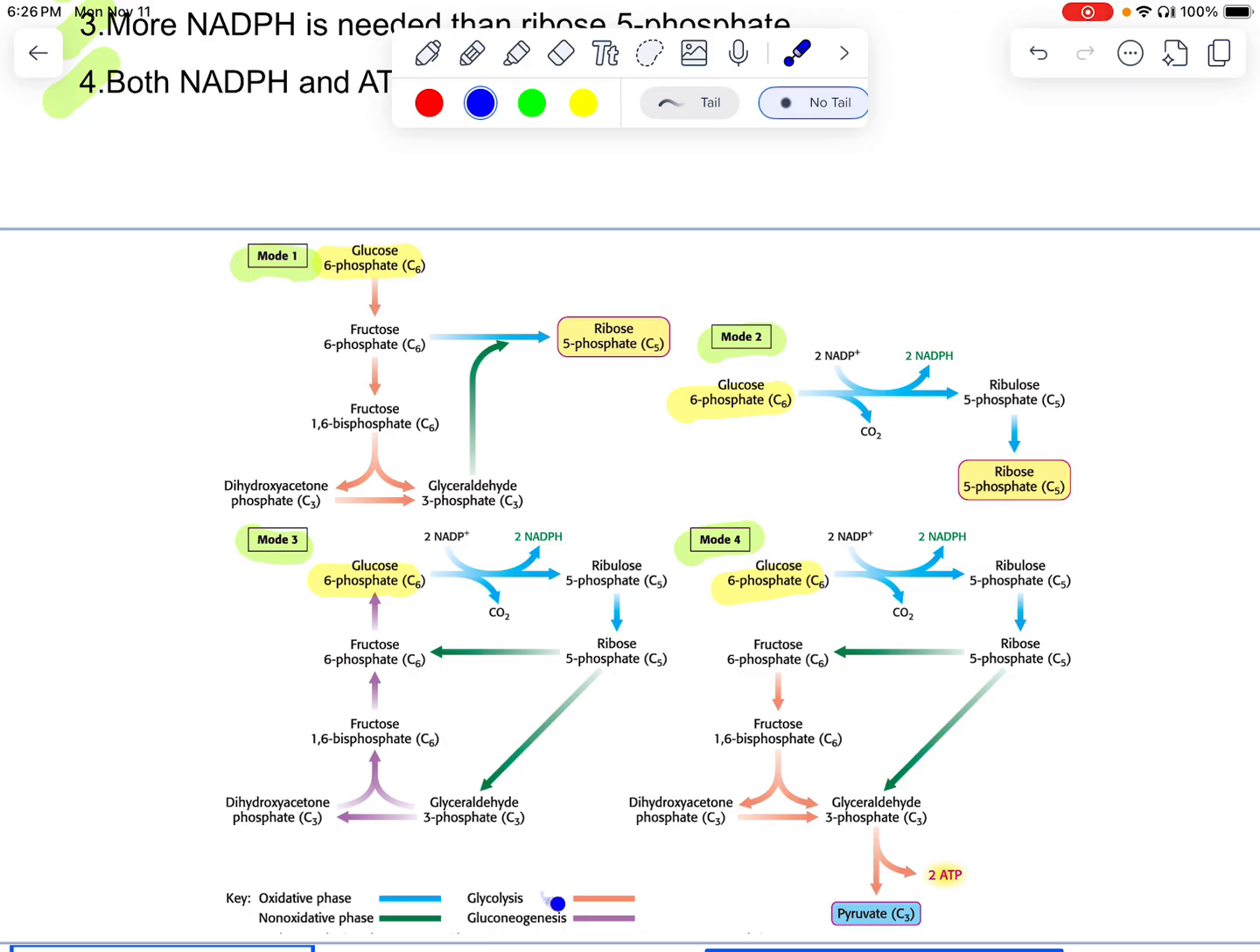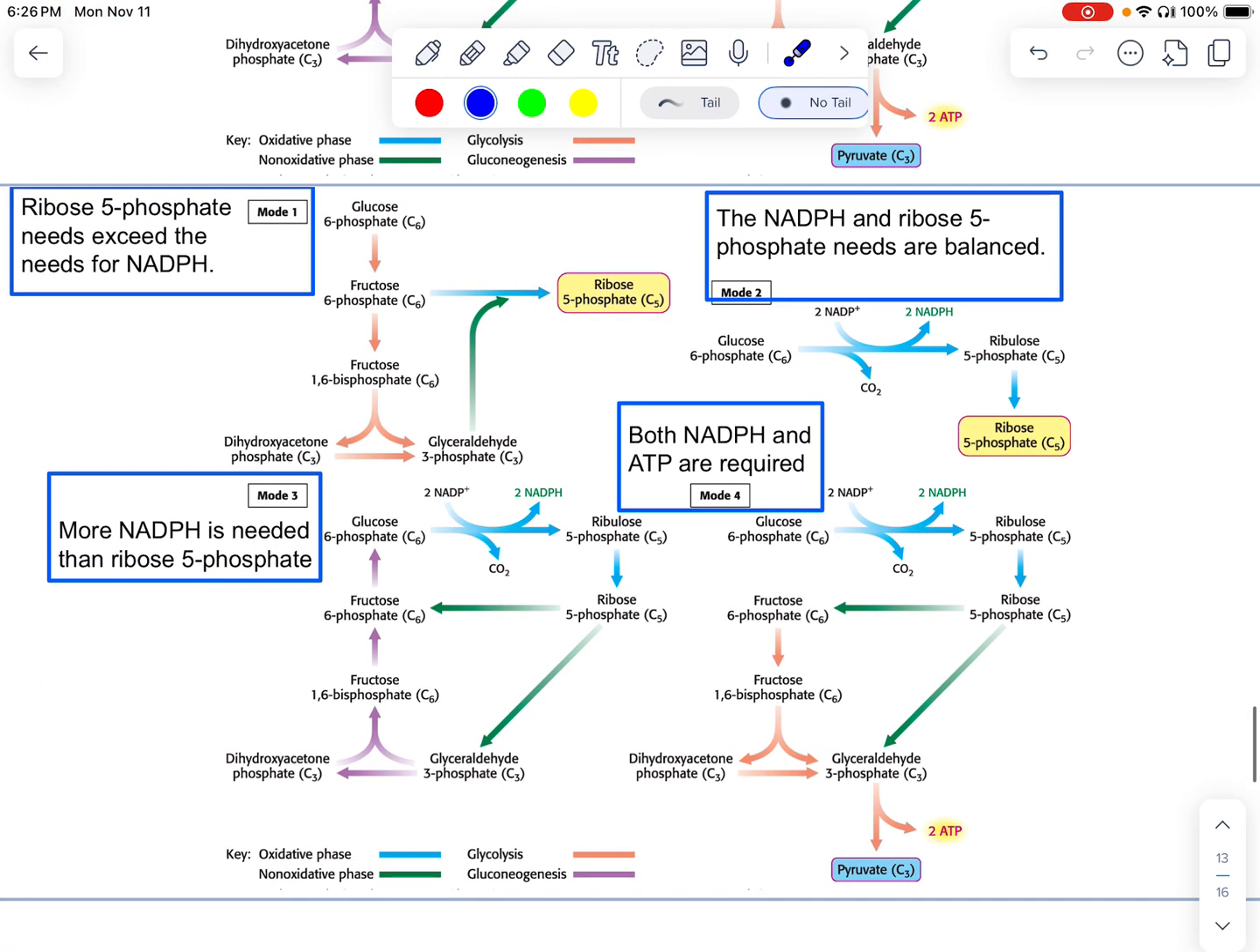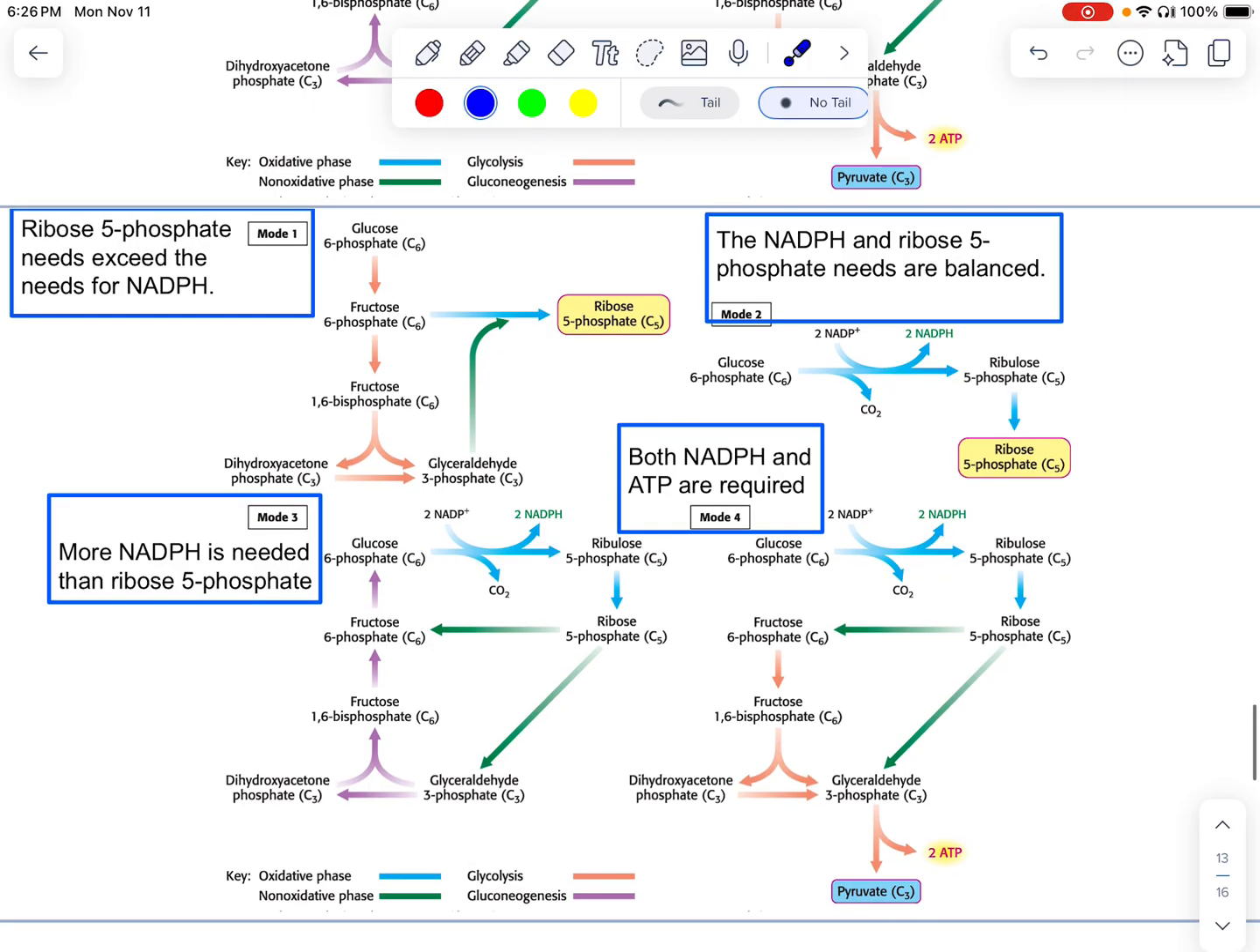When you see orange arrows, now we've dropped into the glycolysis, those original ones we looked at. And then when you see purple, it's gluconeogenesis, building back up towards the glucose 6-phosphate. All right, so now we're going to look at the exact same picture, but I've come in and put in the description of each of these modes. You don't need to memorize like mode 1 is this, mode 2 is that, okay? But you should be able to think about what's happening.